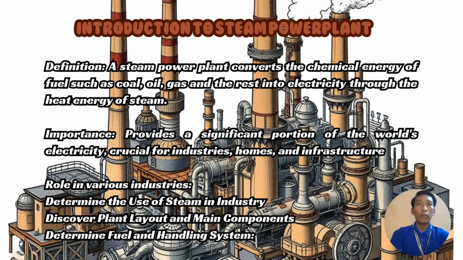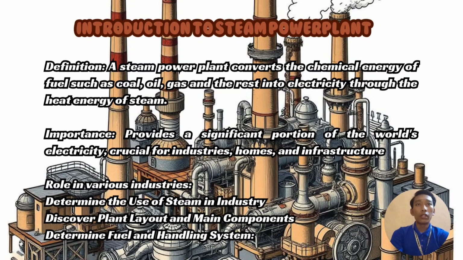Introduction to steam power plant. What is the definition of steam power plant? So basically, a steam power plant converts the chemical energy of fuel such as coal, oil, gas and the rest into electricity through the heat energy of a steam.